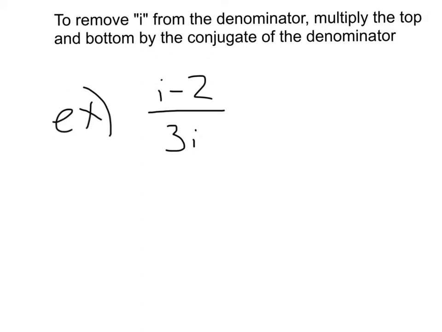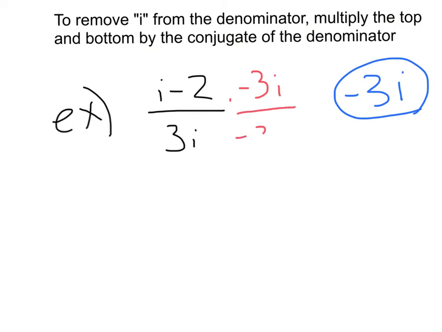When dealing with complex numbers, you always want to eliminate the i from the denominator. So, to remove i from the denominator, multiply the top and bottom by the conjugate of the denominator. Let's take a look at this example here. I notice the denominator is 3i. My conjugate for 3i is going to be negative 3i. So this is what I'm going to be multiplying to the top and bottom. So here I multiply the top by negative 3i. I multiply the bottom by negative 3i.